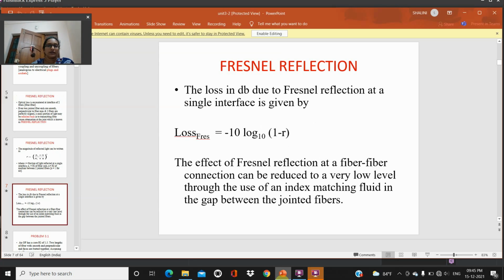The loss in dB due to Fresnel reflection at a single interface is given by Fresnel loss equals minus 10 log10 of (1 minus R). The effect of Fresnel reflection at a fiber-to-fiber connection can be reduced to a very low level through the use of an index matching fluid in the gap between the jointing fibers.